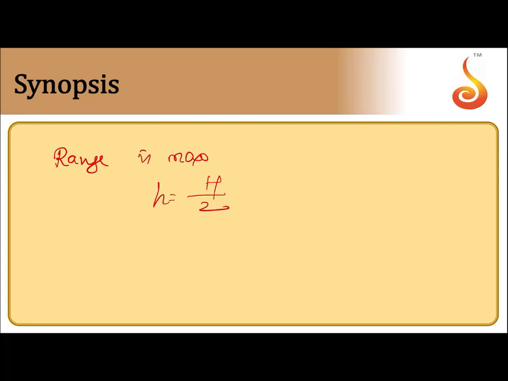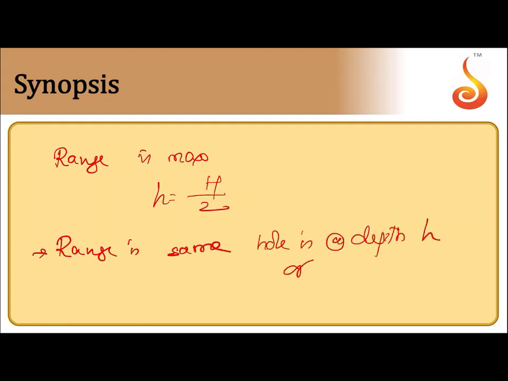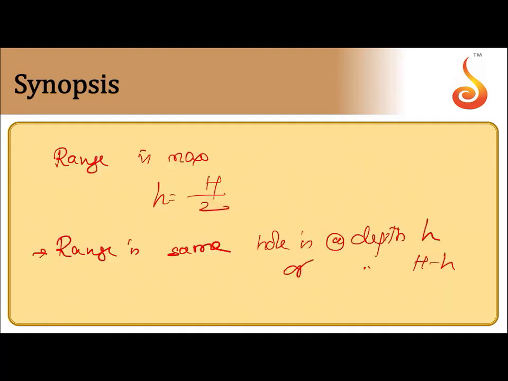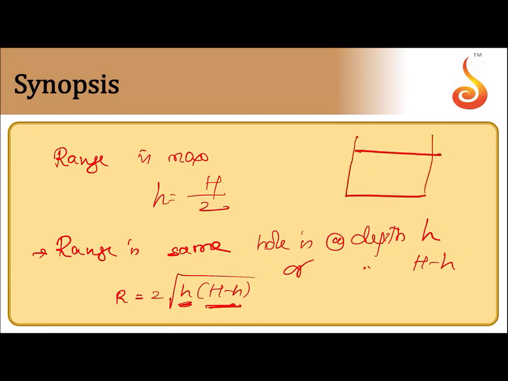This range is the same whether the hole is at a depth of h or H minus h. You may notice that the same equation tells us the same thing, because the range is given by 2 root of h into (H minus h). Whether h is taken as the depth of the hole from the top or H minus h is taken as the depth of the hole from the top, in both cases the range remains the same. That means whether the hole is punched at a depth of h from the top or at a height of h from the bottom does not matter. The range is the same in both cases.